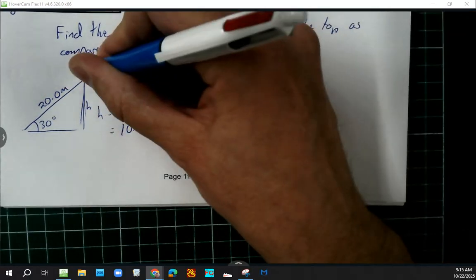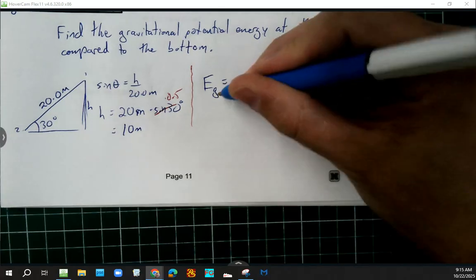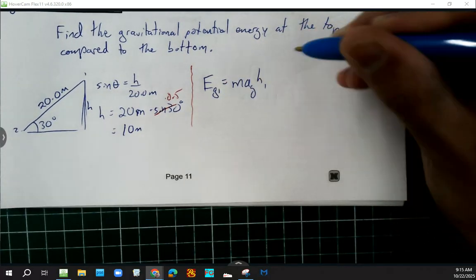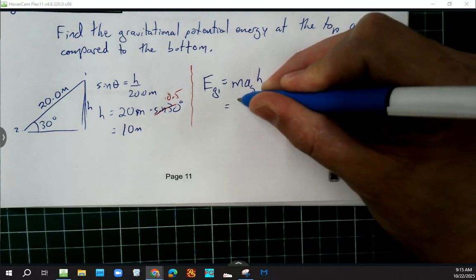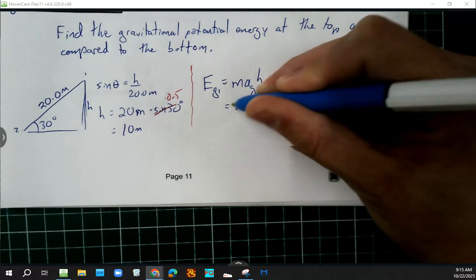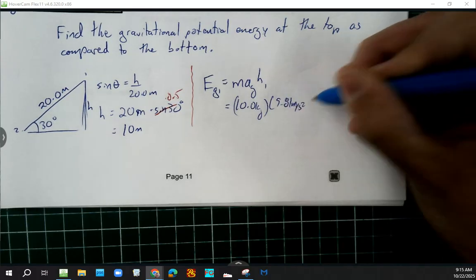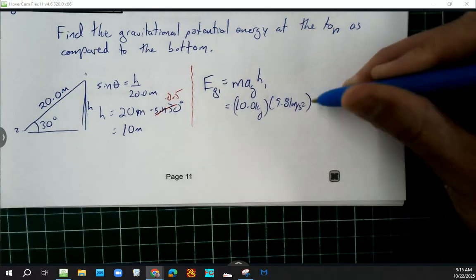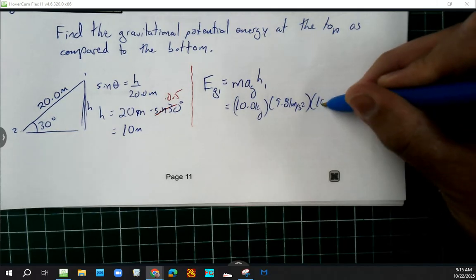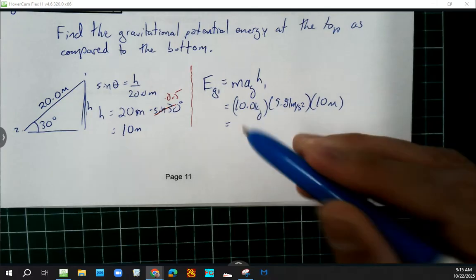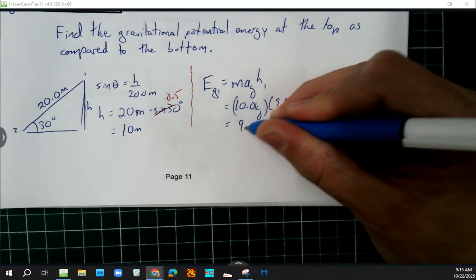Anyway, the energy at the top: mass times acceleration due to gravity. We'll call this position 1, and we can call this position 2. At the top, Eg1 is mass times acceleration due to gravity times height 1: 10.0 kilograms, 9.81 meters per second squared. Notice no reference frame, no negative signs. The height we just figured out was 10 meters. So 9.81 times 10 times 10 is 981 joules.